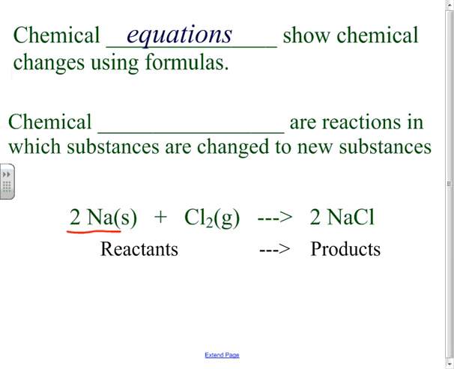2 moles of sodium in the solid state react with 1 mole of chlorine in the gaseous state to form 2 moles of sodium chloride, and this would be in the solid state. And a chemical reaction simply is a reaction in which a substance is changed into a new substance. So here the reactants, sodium and chlorine, change into the products, sodium chloride, and so the substances change, become different substances, so that is a chemical reaction.